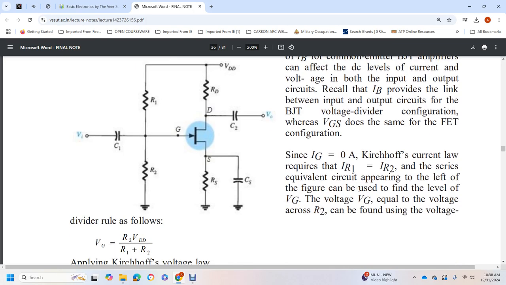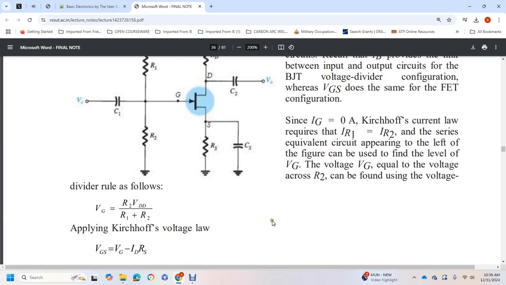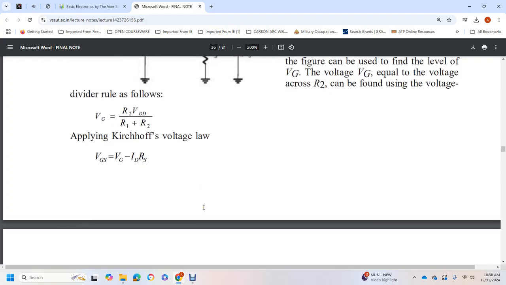Since IG is 0, by Kirchhoff's current law IR1 equals IR2. Using the equivalent circuit on the left of the figure, we find the level of the gate voltage. VG equals the voltage across R2, which is used as the voltage divider. The rule is as follows, applying Kirchhoff's voltage law.